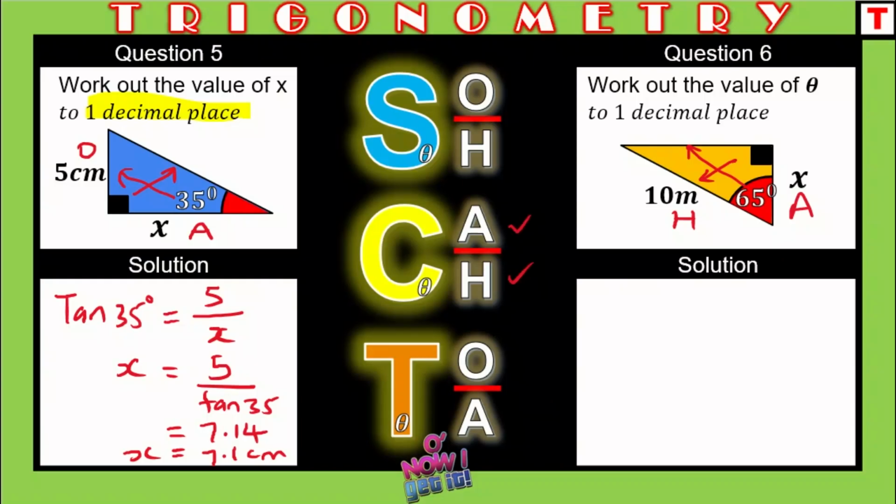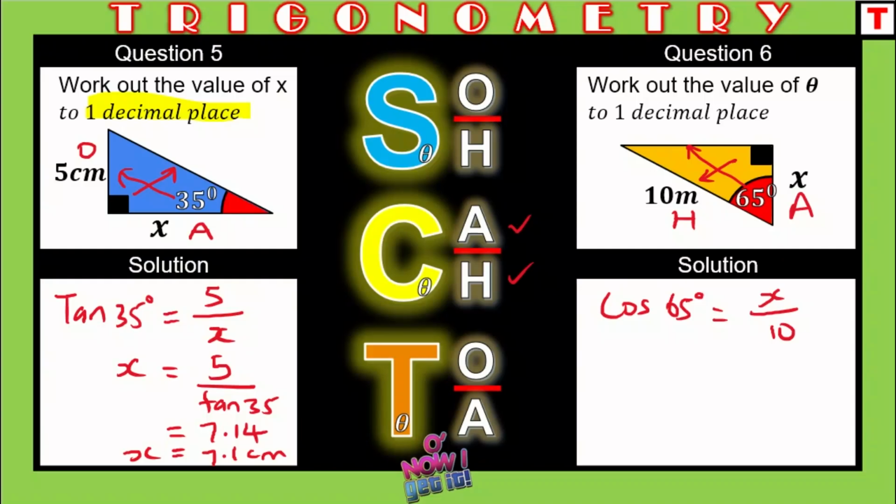This C is for cos of the angle. So cos of the angle, which is 65 degrees in our triangle, is equal to this fraction. And we see that A is going to be divided by H. So A on our triangle is going to be replaced with X, and H is going to be replaced with 10.